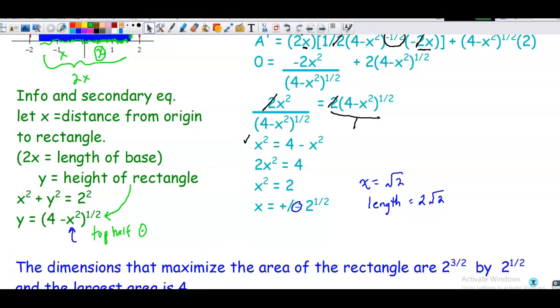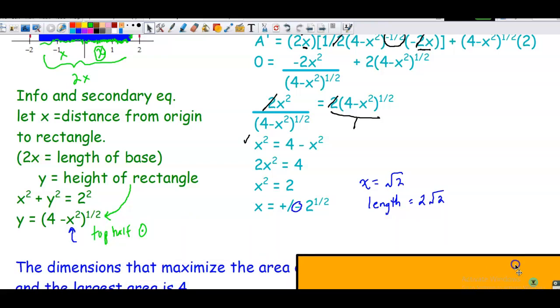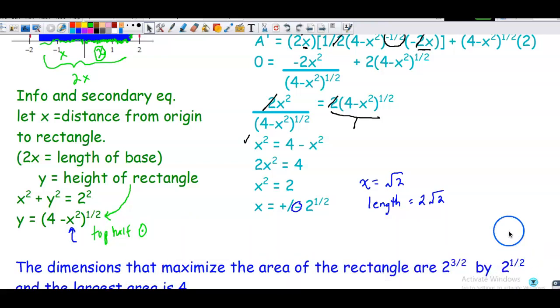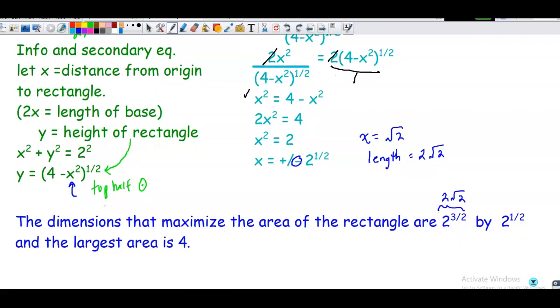So the dimensions that maximize the, what am I trying to say? The dimensions, I think that's 2 to the 1/2, not 2 to the 3/2. Oh yeah. So it's really 2 to the 3/2. That's the x coordinate, so that's the same thing as 2 root 2, to maximize the area to be 4.